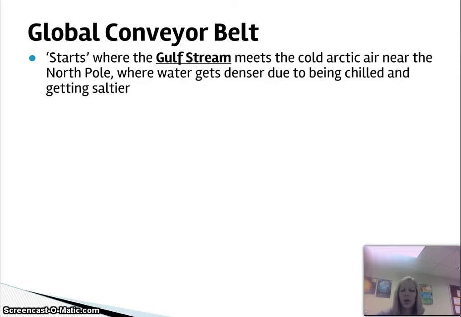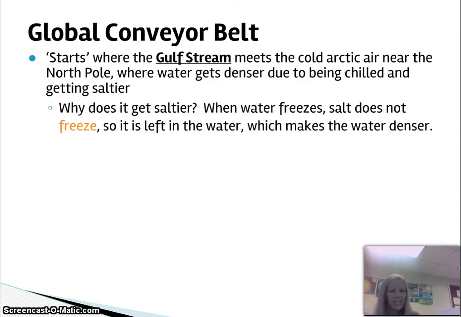We're going to talk about why it gets salty in a minute, but the first thing I want you to do is circle this area right here where you see the Gulf Stream, the warm water flowing up. Circle it where it curves and goes into cold water. This is where the Gulf Stream becomes more dense. Write that out here: due to being colder and saltier. Now, why does that happen?